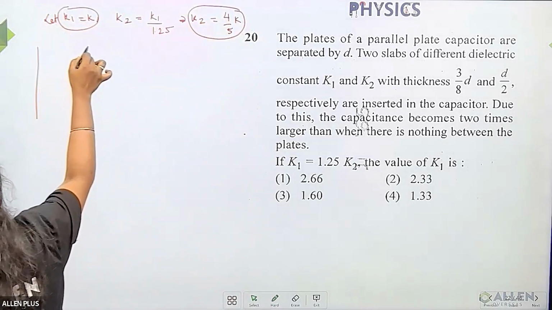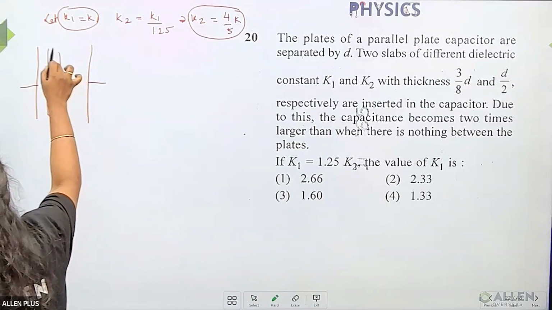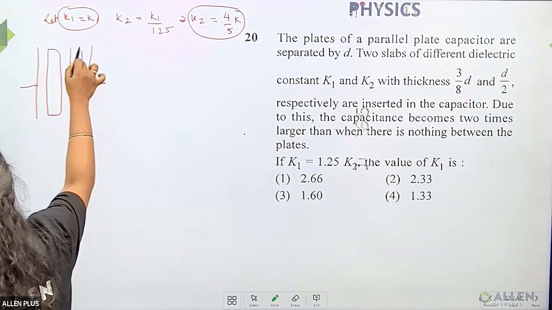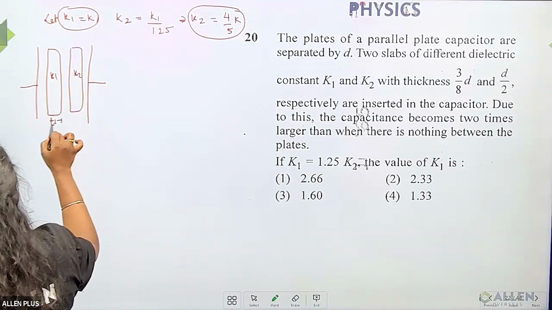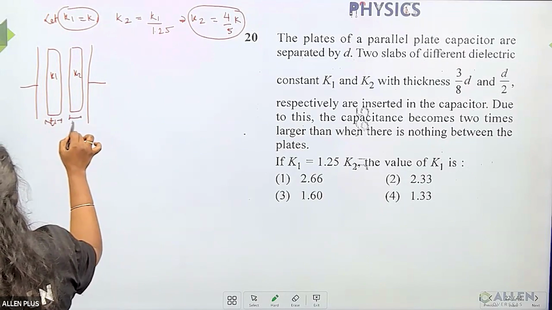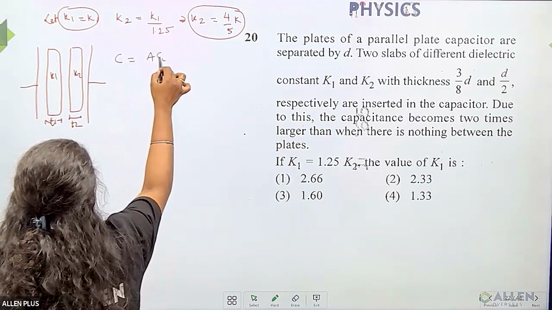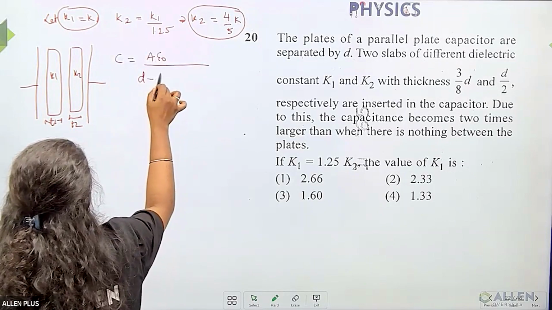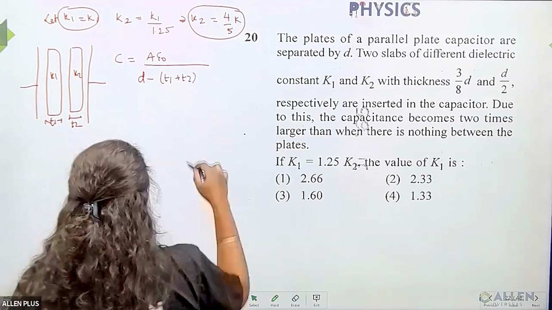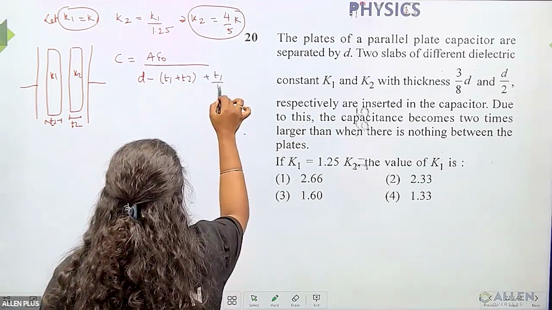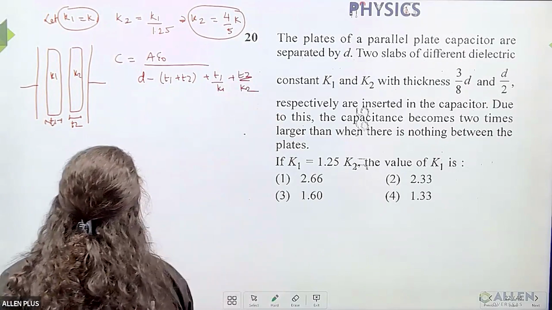Now, parallel plate capacitors are there. Between them two dielectrics are kept, K1, K2, with thickness T1 and T2. If this is the case, the capacitance is given by A epsilon naught divided by D minus (T1 plus T2) plus T1 by K1 plus T2 by K2.